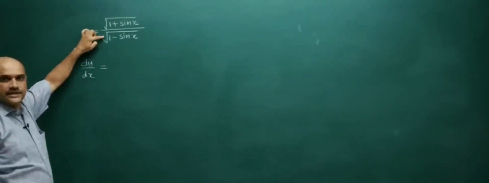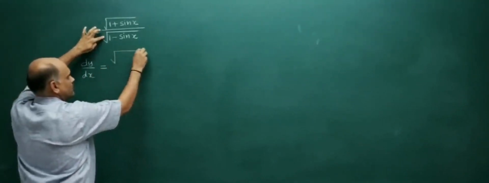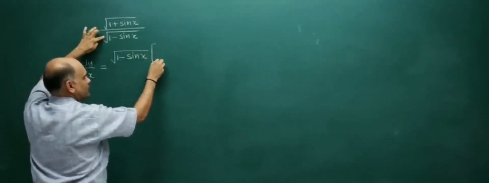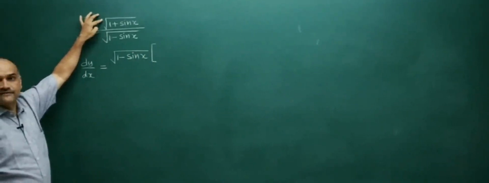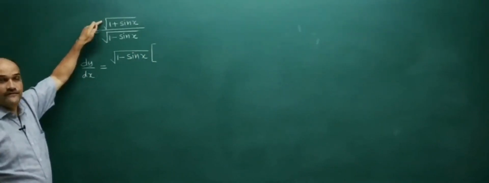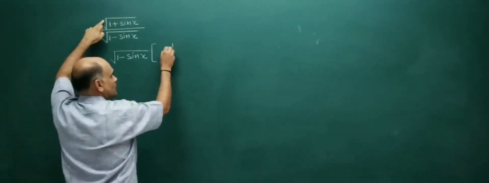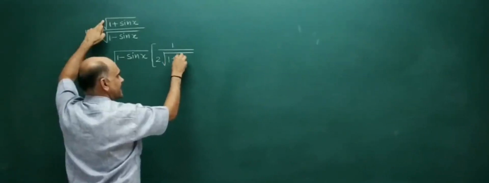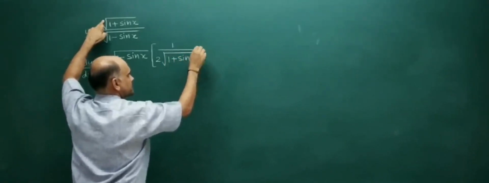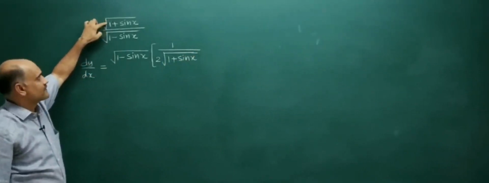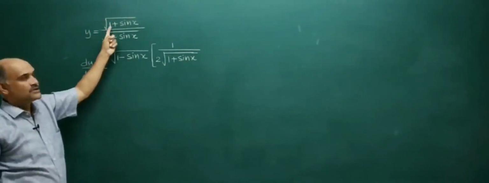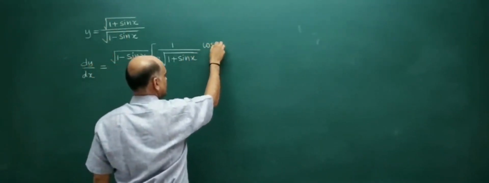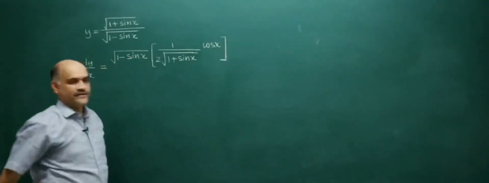First denominator, root of 1 minus sin x, into differentiation of numerator. While differentiating the numerator, first you are required to differentiate the root. So you'll have 1 by 2 root of 1 plus sin x. Differentiation of the root is over. Then differentiation of the term inside the root: differentiation of 1 is 0, that of sin x is cos x, into cos x. This is the differentiation of numerator.